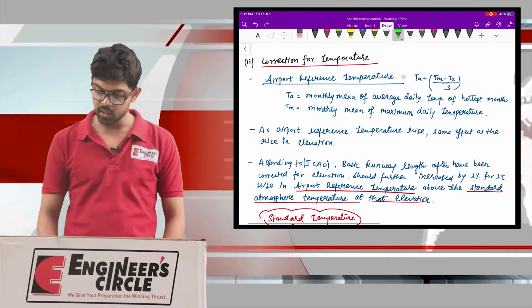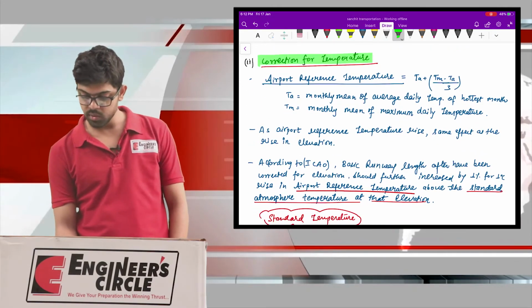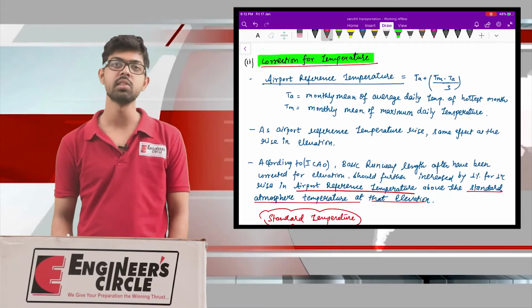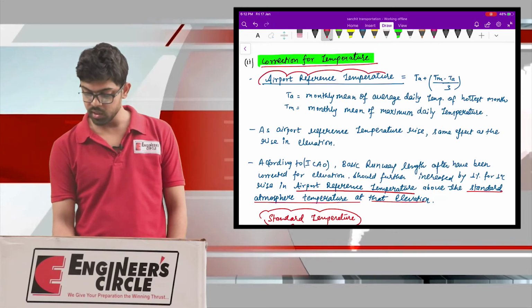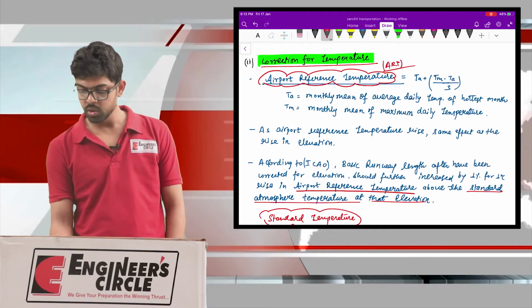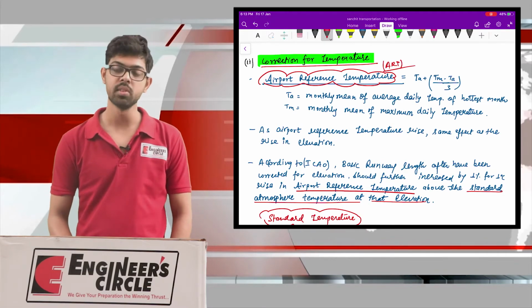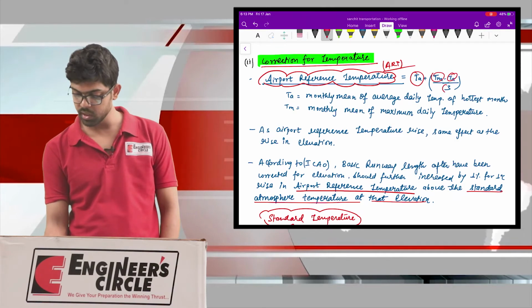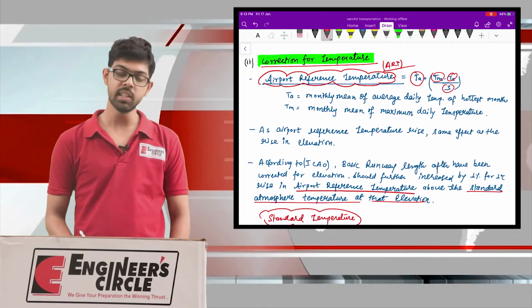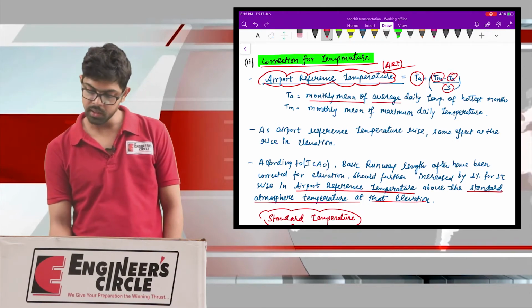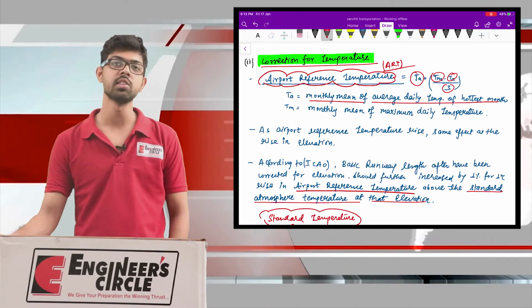Okay, the second correction is your correction for temperature. This correction for temperature says that your airport reference temperature, denoted by ART, is given by the formula ART = Ta + (Tm - Ta)/3. So what is this Ta? Ta is basically your monthly mean of average daily temperature of the hottest month.